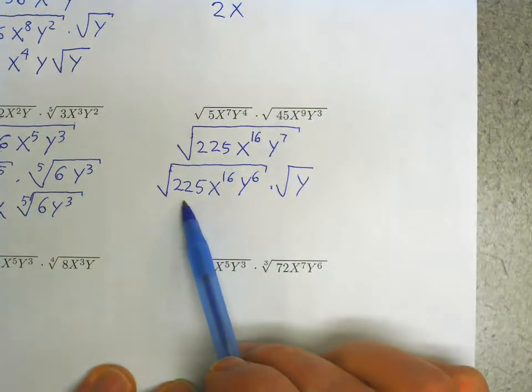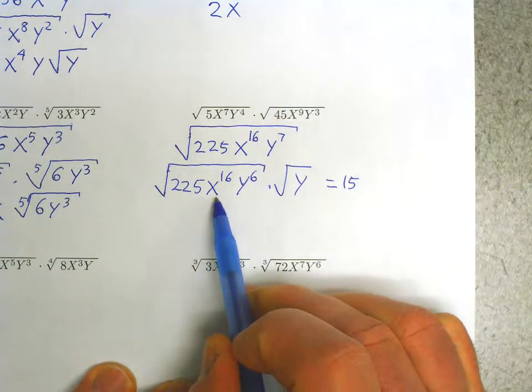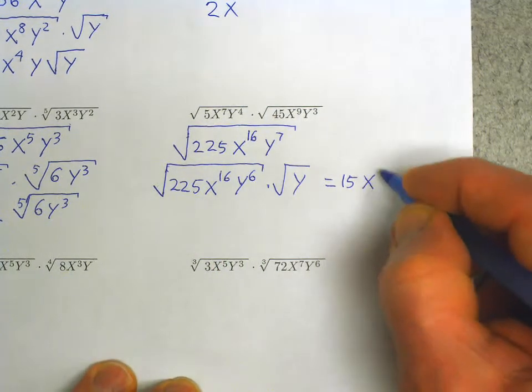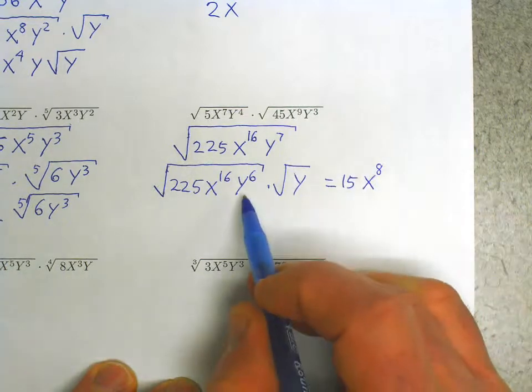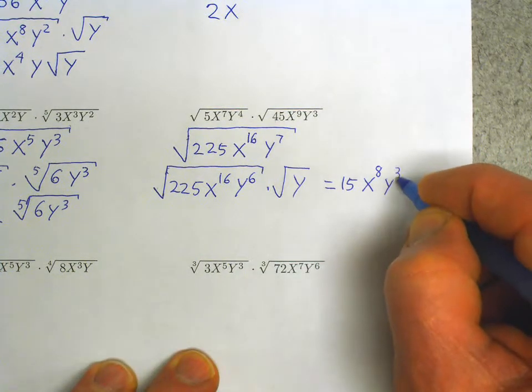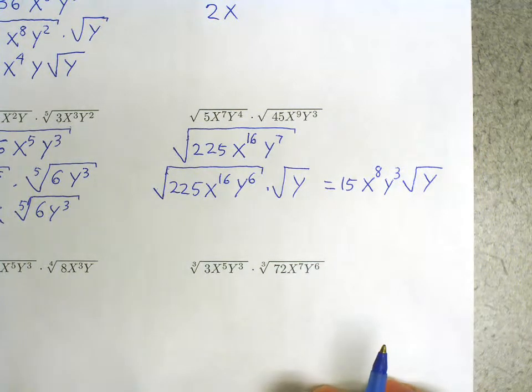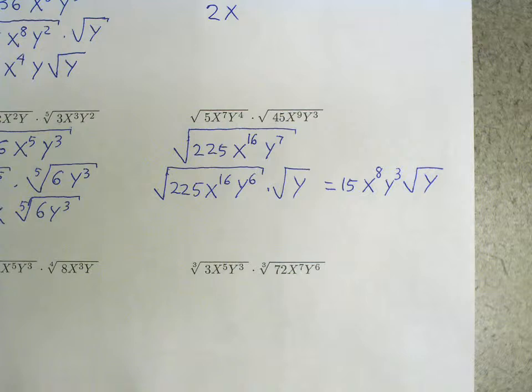The square root of 225 is 15. The square root of x to the 16th is x to the 8th. The square root of y to the 6th is y to the 3rd. So our final answer is 15 times x to the 8th times y to the 3rd times the square root of y.